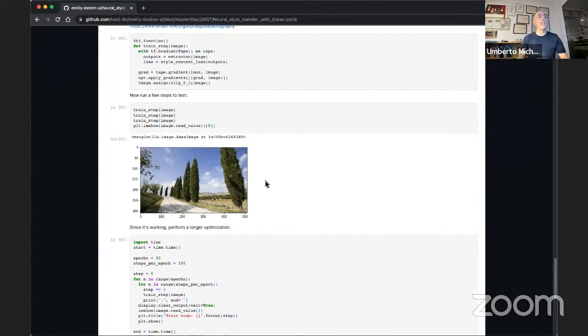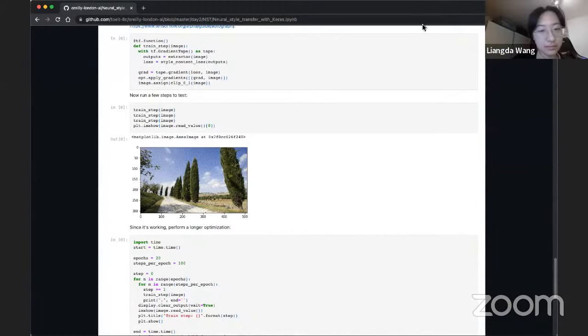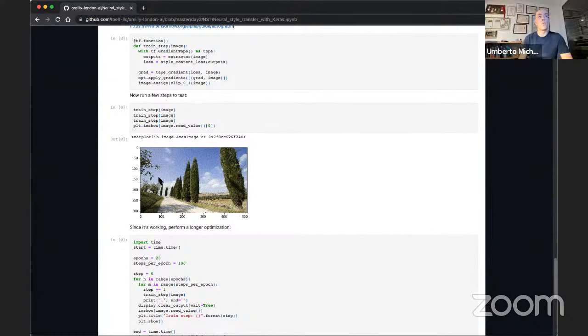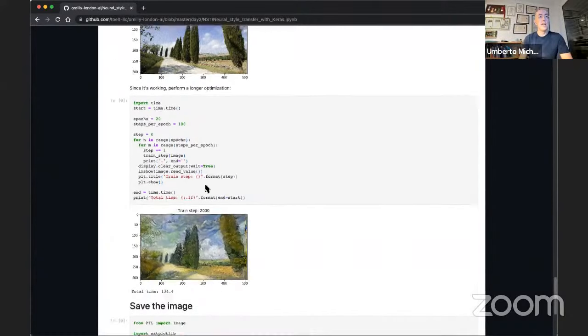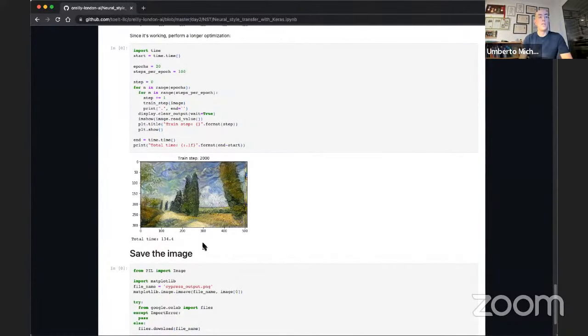You can see, for example, this is the picture after just a few epochs, I think three. And this is the picture after it has run for about 2000 training steps. I will also send you a link to this repository, so if someone wants to play with it, you can.